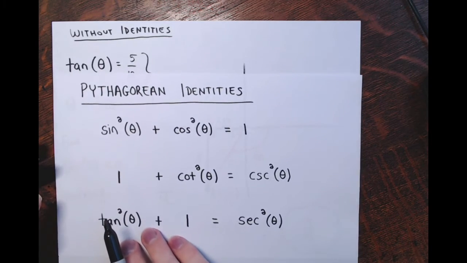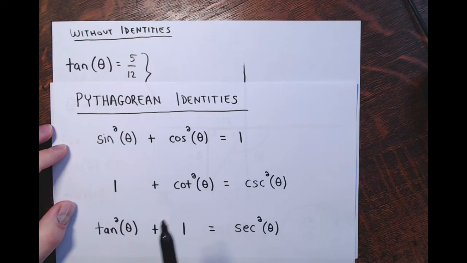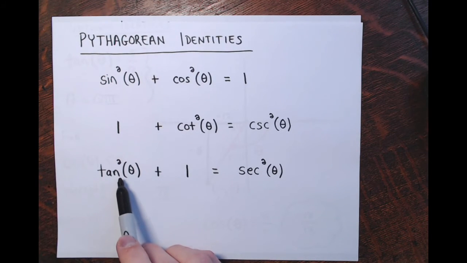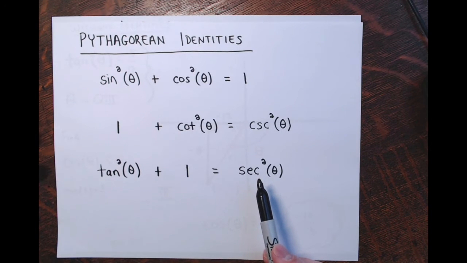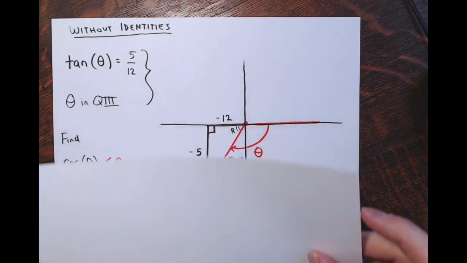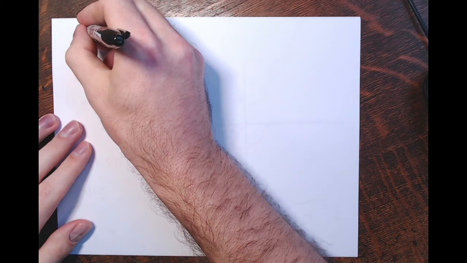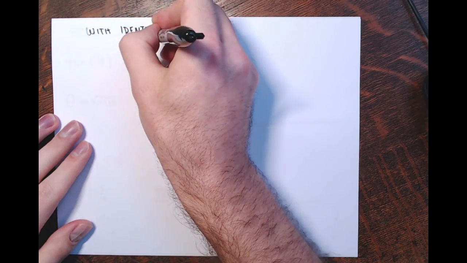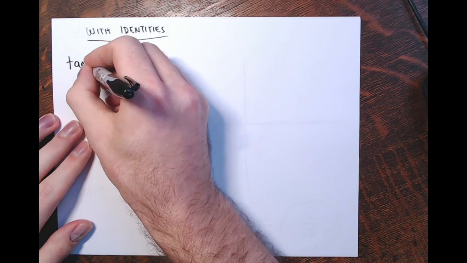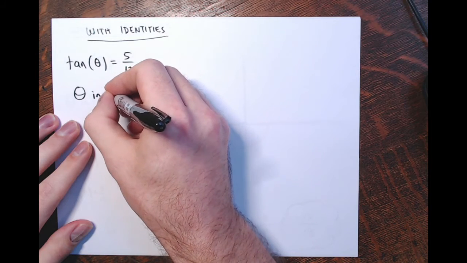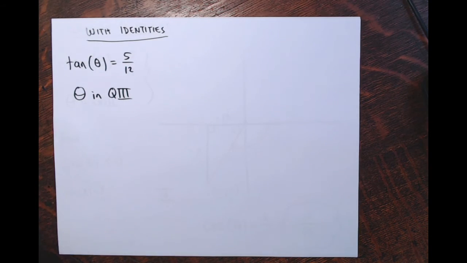Well, look at what we're given. We were given the tangent. So in order to find another trig function, I need to use this identity with the tangent. If I know the tangent, I can solve for the secant. I'm going to go through the same problem, and we'll end up with negative 12/13 again, but this time with the Pythagorean identities. I'll write out what I was given again. The tangent of theta was 5/12, and theta ends in quadrant 3 when you draw it in standard position.